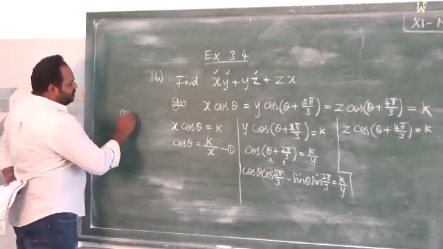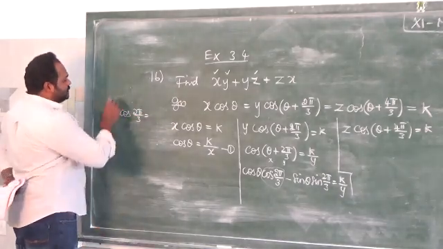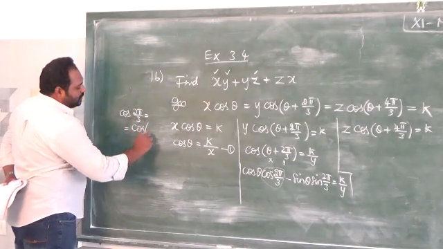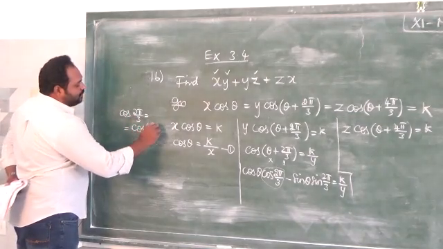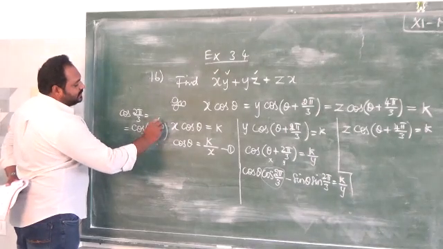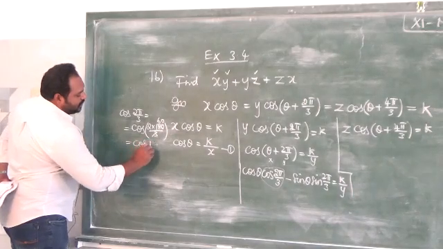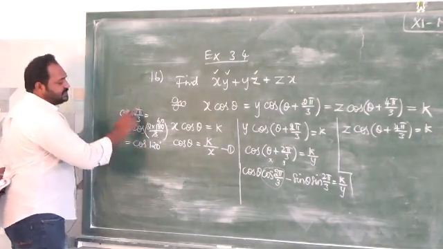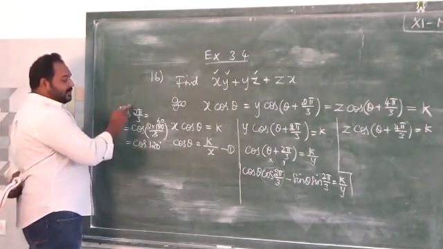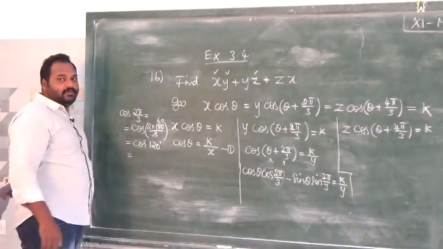What is the value of 2 pi by 3? We know pi is 180 degrees, so 2 into 180 by 3, if I cancel, is 120. Cos 120 degree in radian form is 2 pi by 3. How can we find out cos 120 degree?